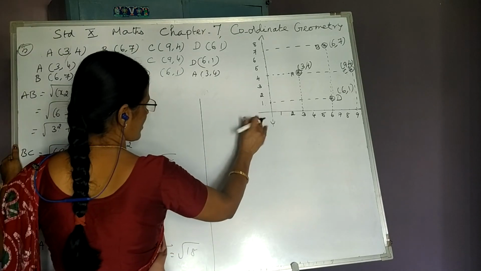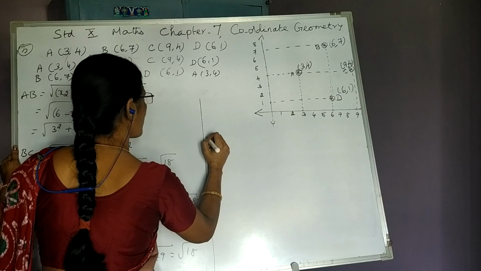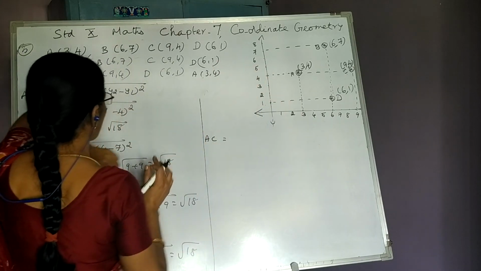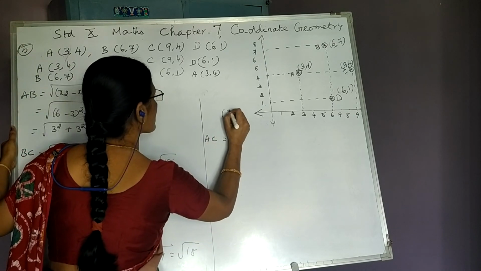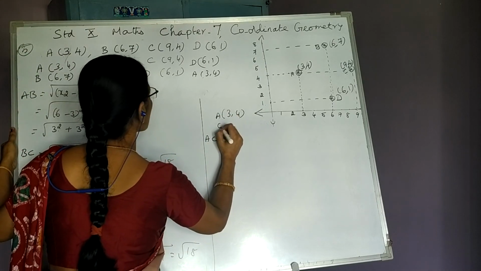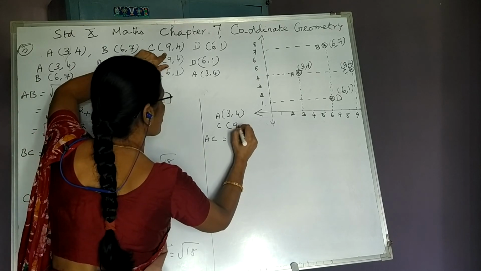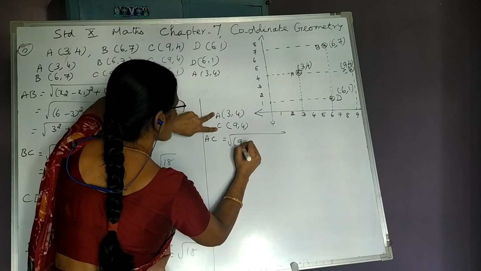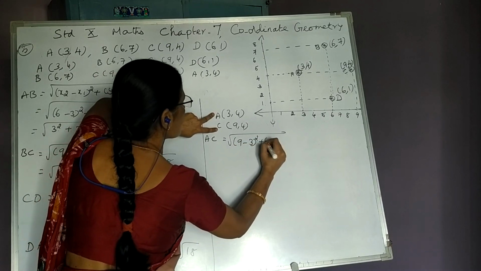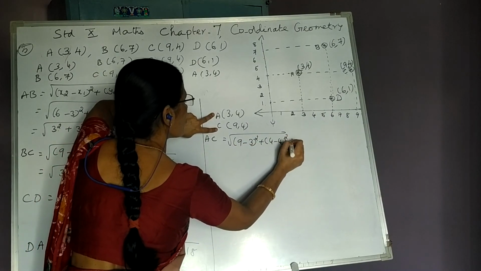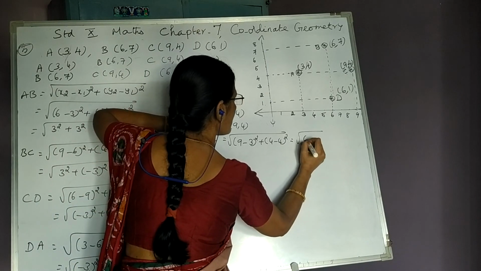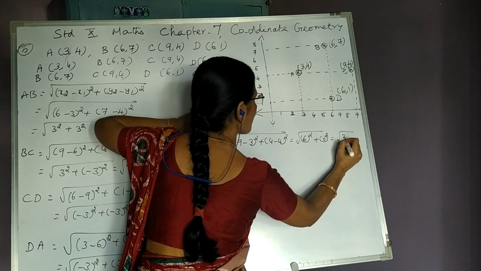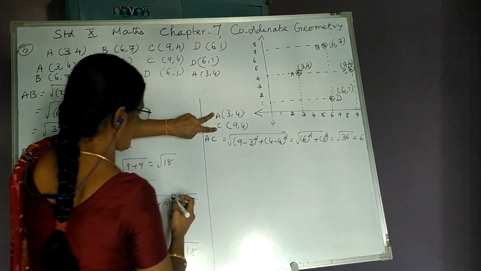But to conclude it is a square, we have to find AC and BD also, the diagonals of the quadrilateral. A is (3, 4) and C is (9, 4). So I find the distance AC. It is 9 minus 3 the whole square plus 4 minus 4 the whole square. 9 minus 3 is 6 square. Here it is 0 square. Root of 36, which is equal to 6.